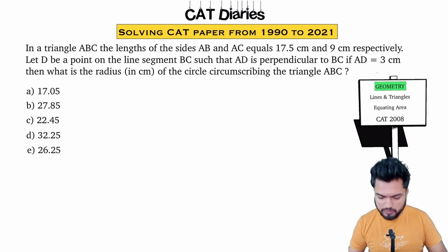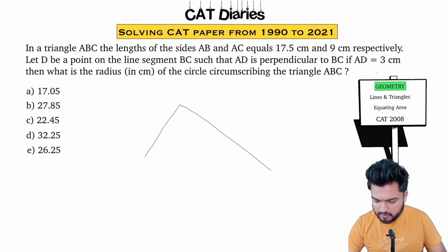So first I'll start by making a triangle, what is being given here in the problem. So there is a triangle ABC. So that's what I'll make here. First, a triangle.